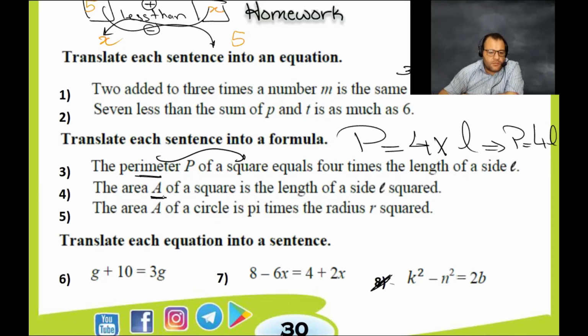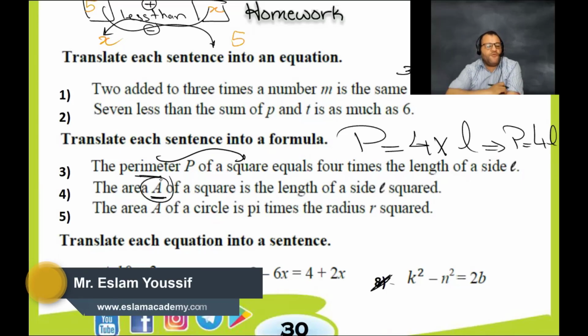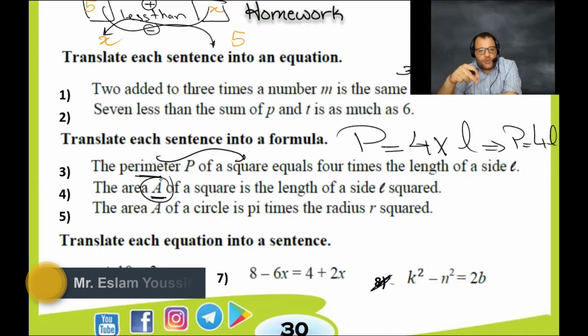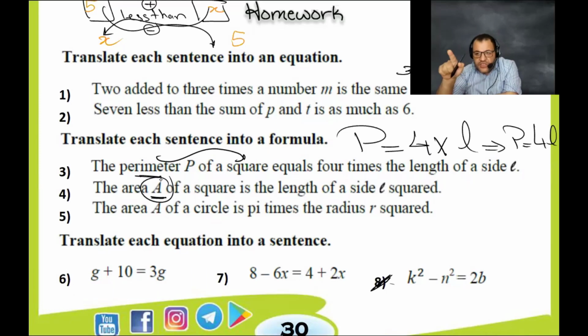The area of which shape? You have to give me the name of the shape. The area of a square. The shape that we have now is called a square. Its area is the length squared. What is the meaning of length squared? It means L to the power 2.